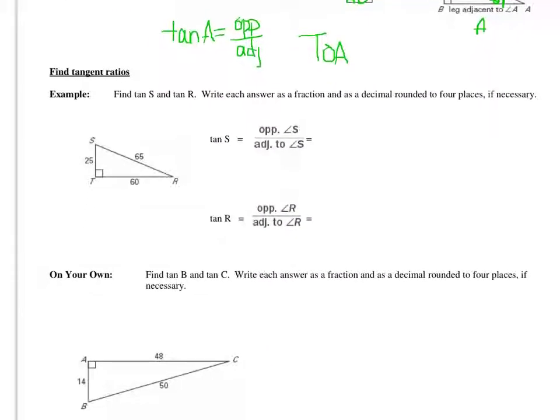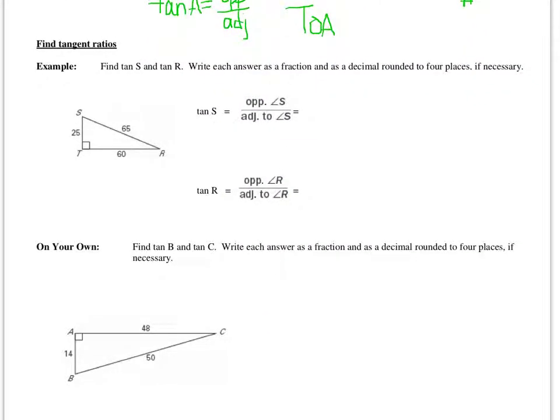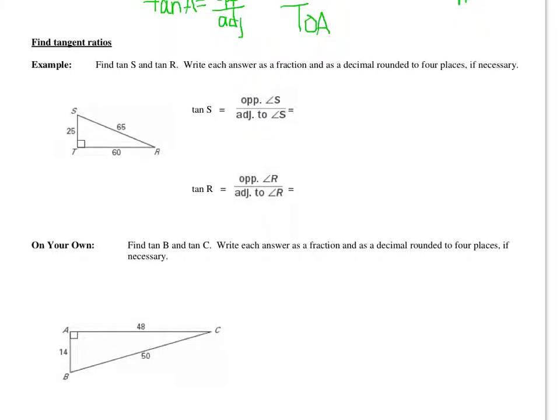All right, let's do our examples here. So it says find the tangent ratios. Find the tangent of S and the tangent of R, and then write each answer as a fraction and as a decimal rounded to 4 places if necessary. So we need to do both of those two things.